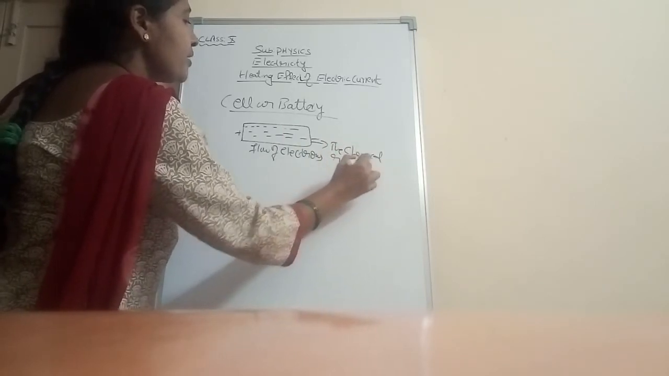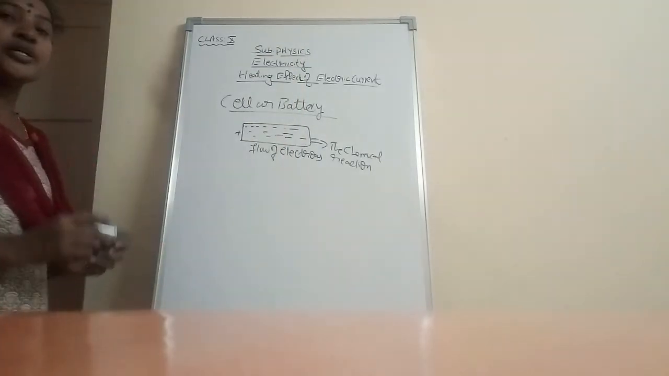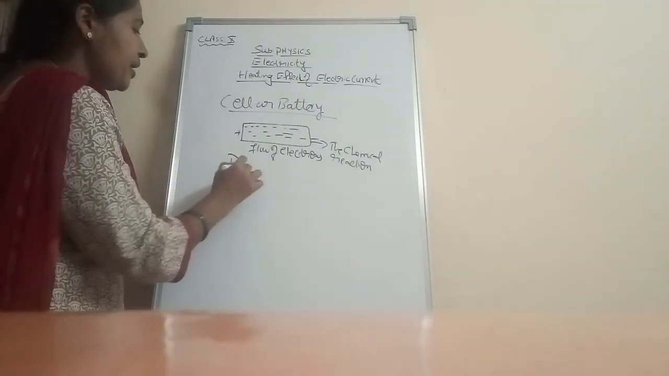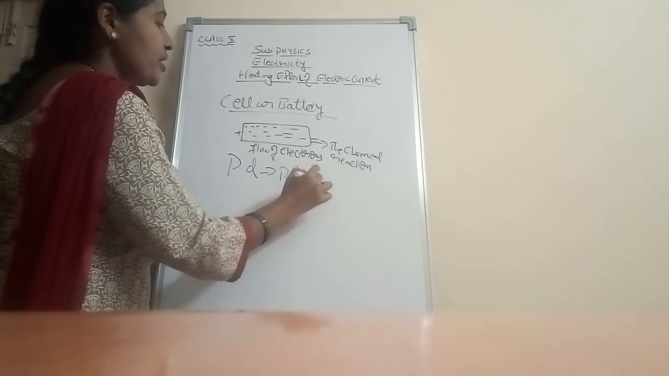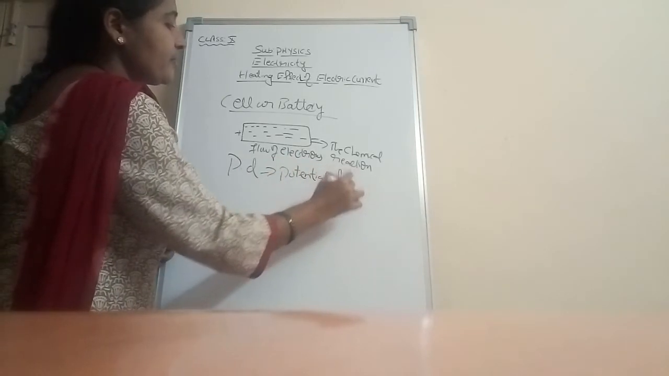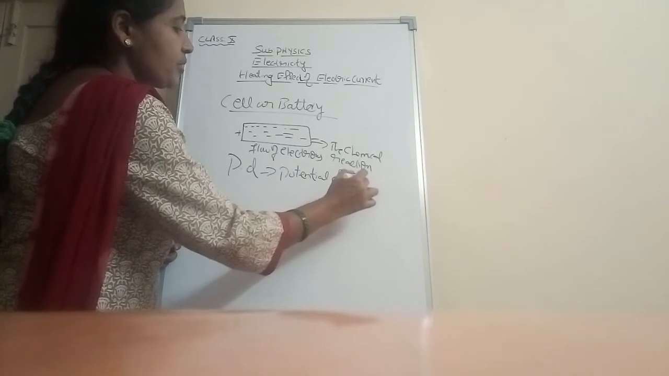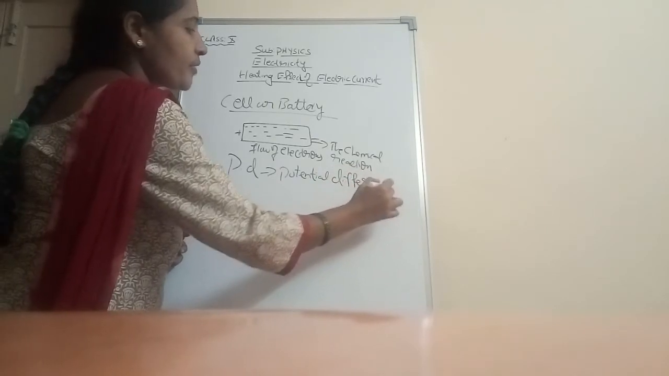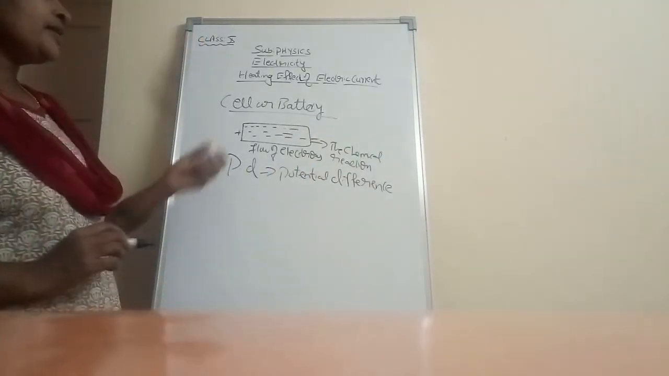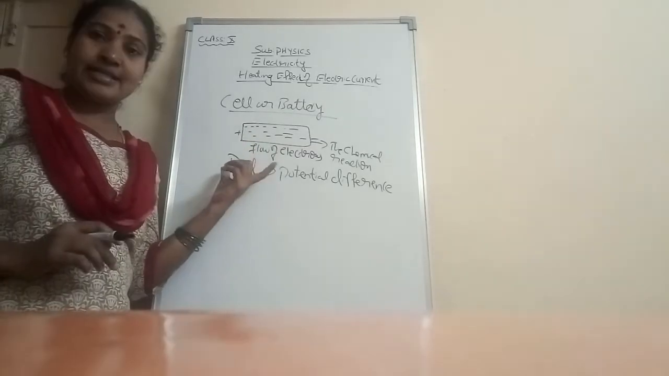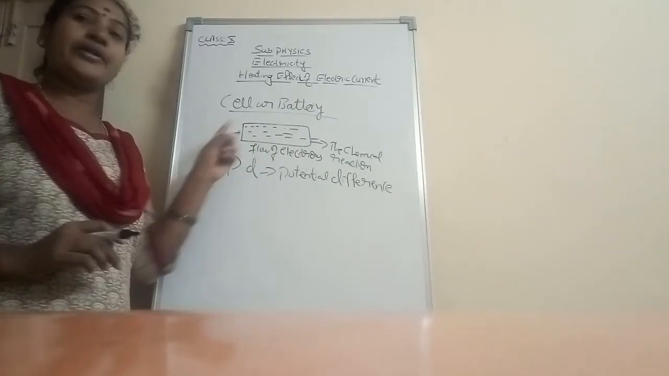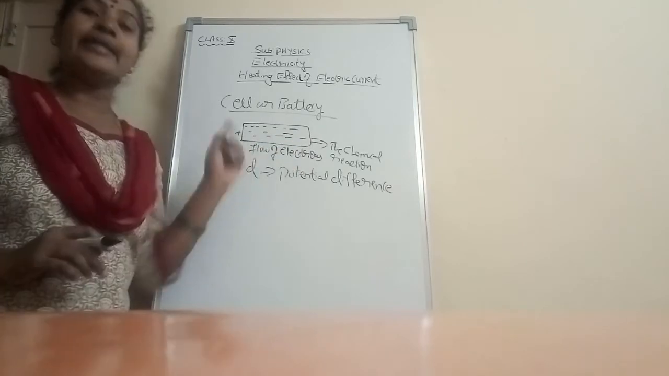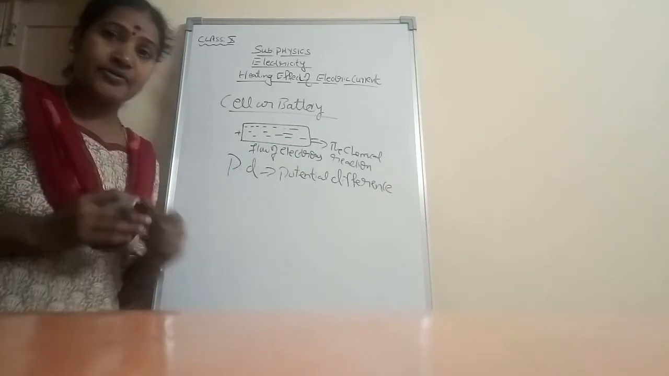The chemical reaction generates the potential difference, P.D., that is nothing but potential difference. You have already learned the definition of potential difference, electric potential, correct, no children? The chemical reaction within the cell generates the potential difference across the terminals of the battery. Terminals means positive and negative, across the terminals of the battery.